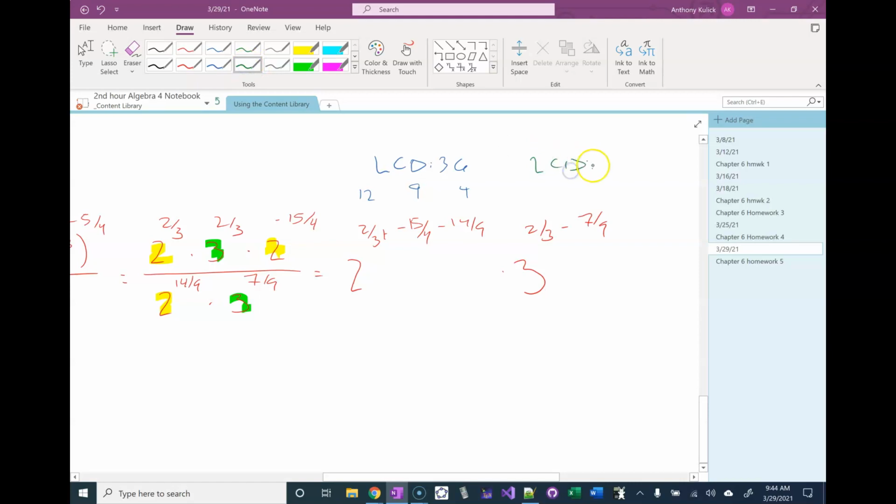For this one, the least common denominator is 9. So I need to multiply the first fraction by 3 over 3. And then the second fraction, I don't need to do any changes to.